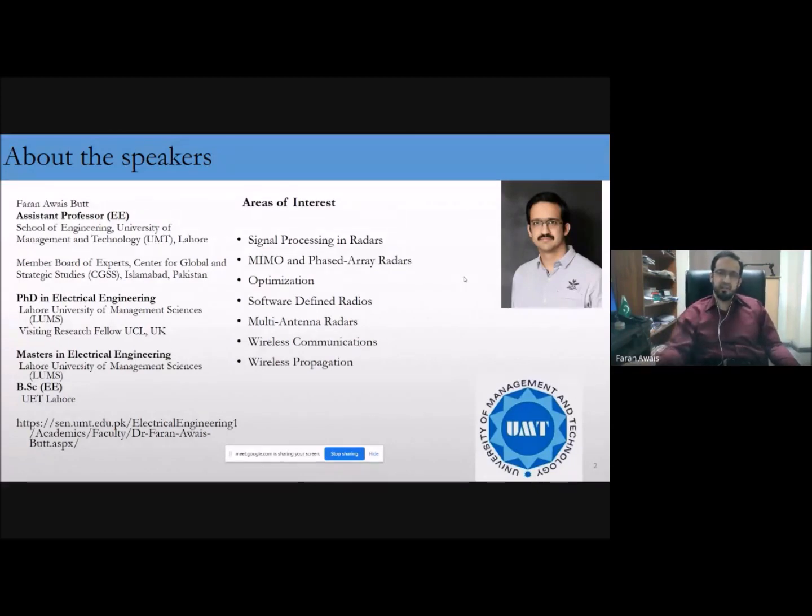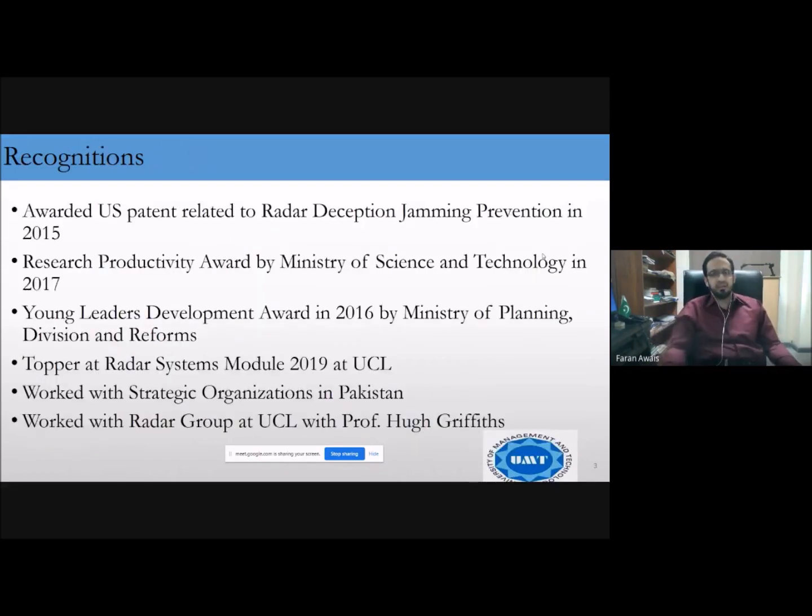The areas of my interest include signal processing in radars, MIMO and phased array radars, optimization, software-defined radios, multi-antenna radars, wireless communications, and wireless propagation. I was awarded a US patent in radar deception jamming prevention. Apart from that, as Andrew said, the research productivity award and the Young Leaders Development Award. I was also the topper at the radar systems module at University College London. I have worked with different strategic organizations, and with Professor Hugh Griffiths at University College London in his radar group.